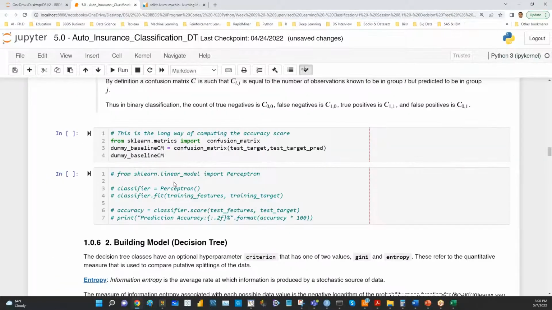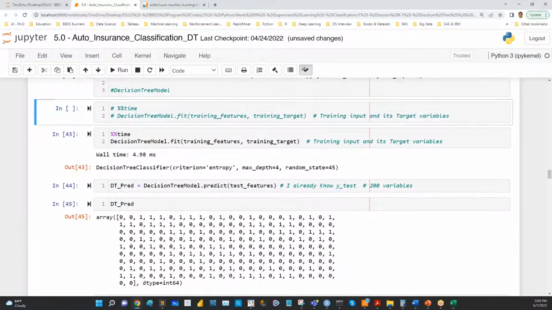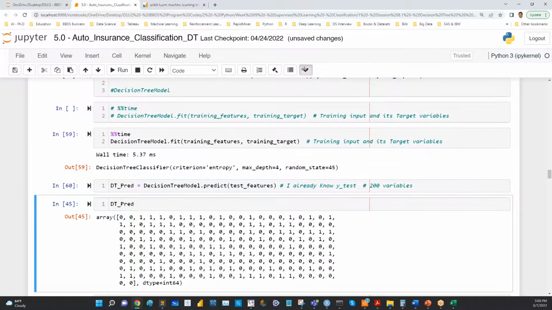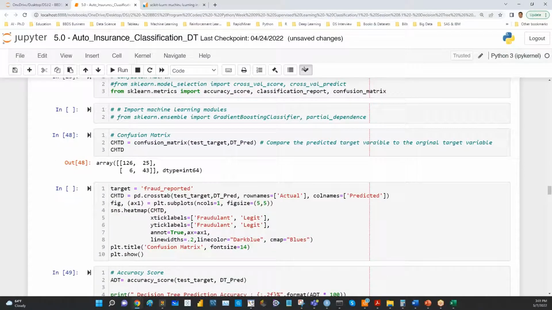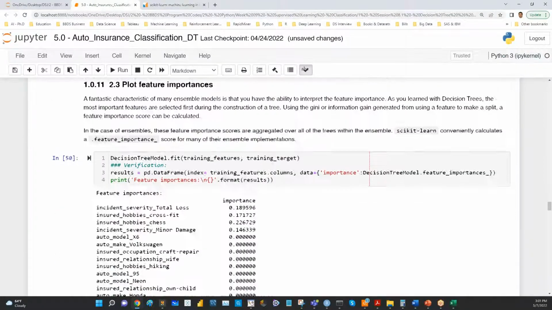Okay, and now we are going to build a model again. Then build a model. Take a look into the features. Confusion matrix 625, accuracy 84.5.